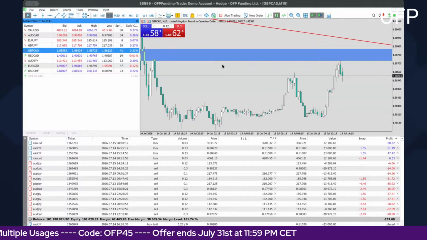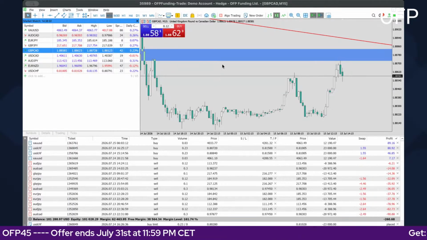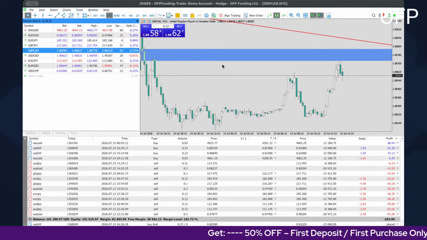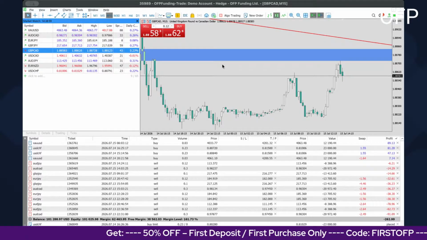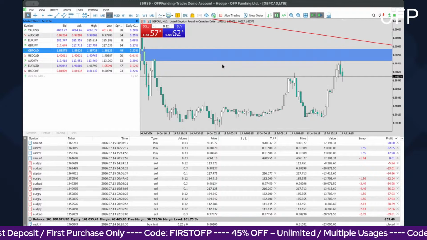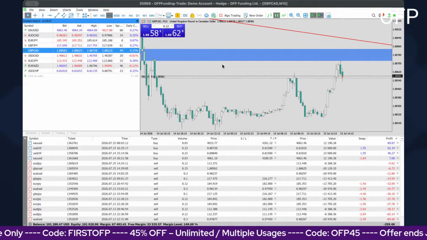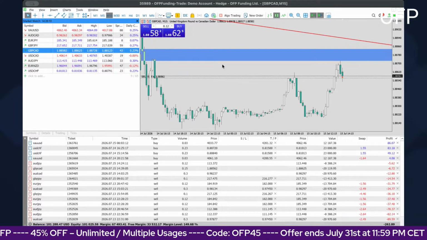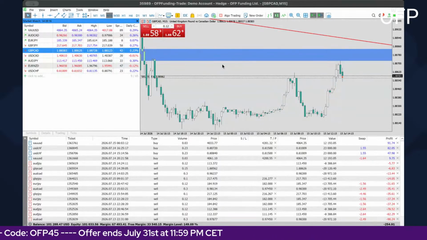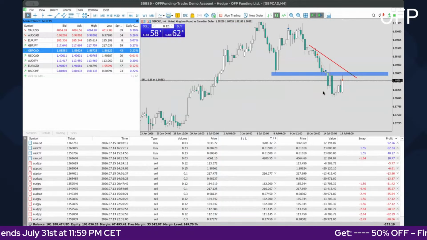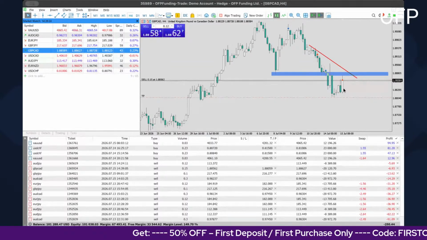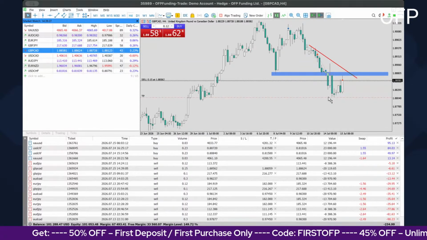So what I'm going to do, I'm going to make sure I enter here on the mobile phone. So there we go. I've just entered. Our take profit will just be on this previous low, which is right there. So this is where our take profit is going to be. We're going to be looking to make $53 off this trade.